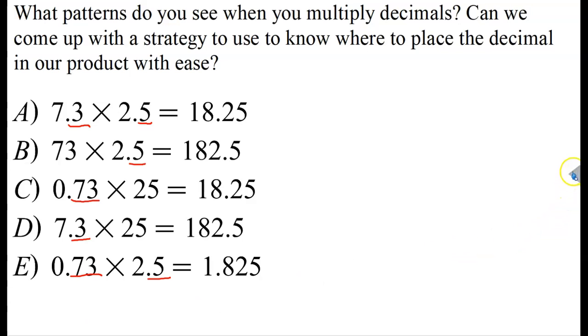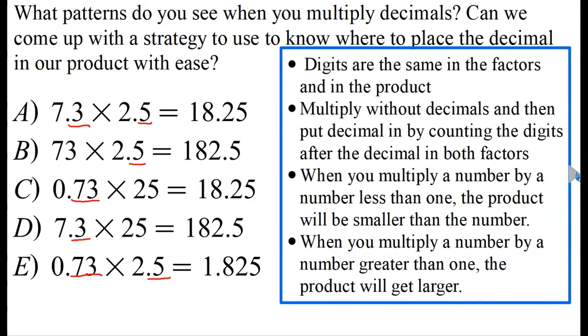Okay, so I'm just going to point out this, right? So the digits are the same in the factors, right? The factors are 73 and 25. This is still 73 and 25. I just put in a decimal point, right? And a placeholder 0. And so the idea is that you are going to multiply as if there are no decimals. And then we're going to put the decimals back in by counting the digits after the decimal in both factors.